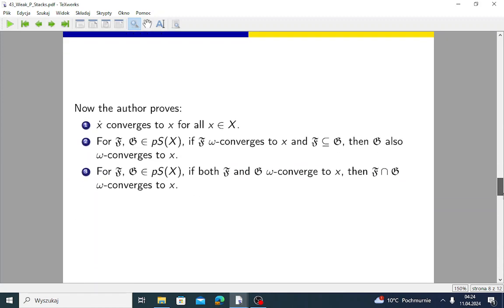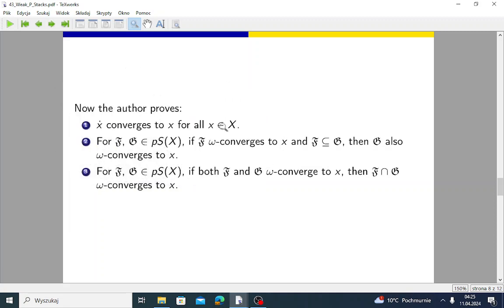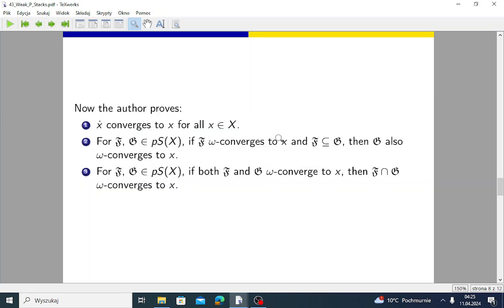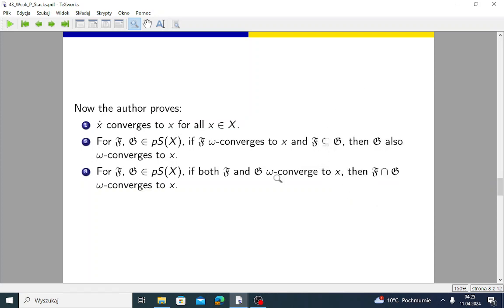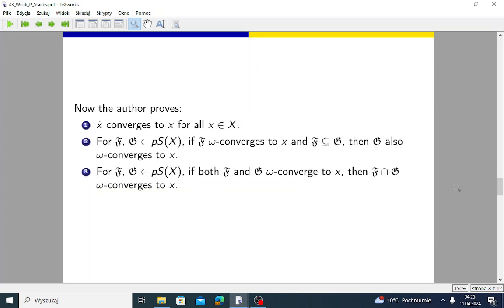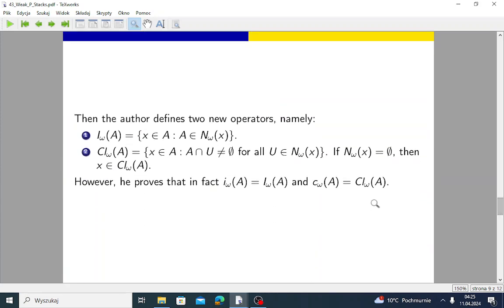The author proves the following theorem, that x-dot converges to x for all elements. If some p-stack converges to x and this p-stack is contained in another p-stack, then this external superset p-stack also converges to x. And if two p-stacks converge to x, then the one defined in this manner converges to x too. We omit the proof, but it's rather simple. You should check in the original paper.